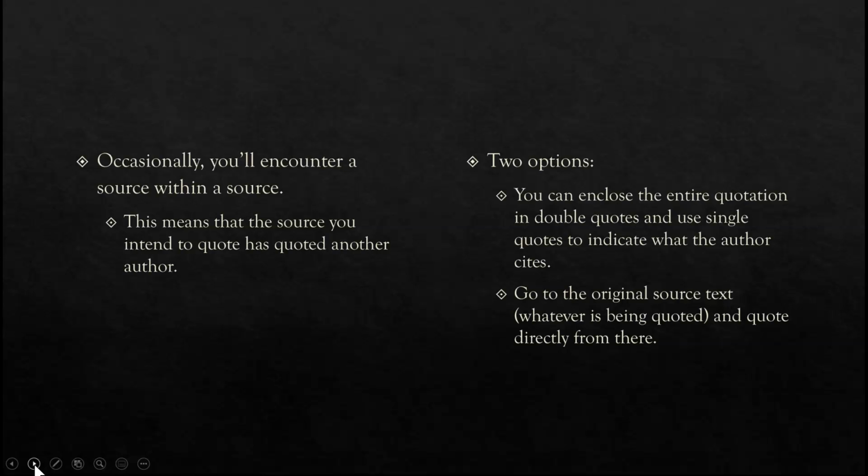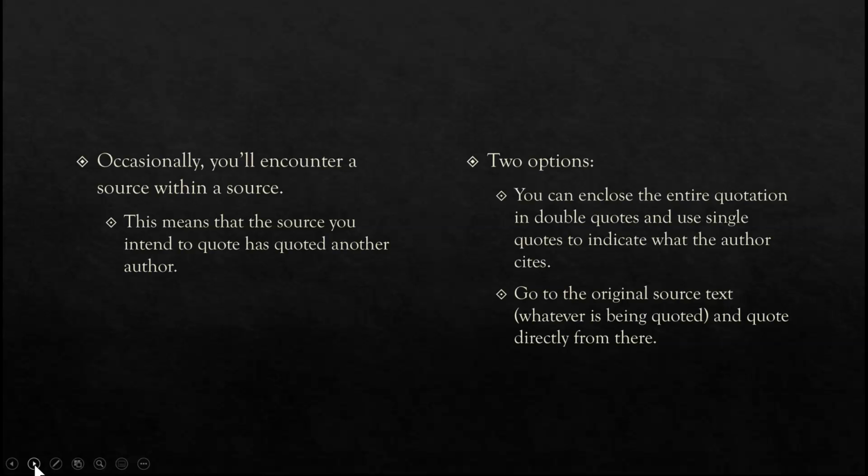Occasionally, you'll encounter a source within a source. What that means is that the source you intend to quote has already, within that quote, quoted somebody else. They quoted another author. If you come across this instance, you have two options. You can enclose the entire quotation in double quotes, which are the normal quotation marks, and then use single quotes to indicate what the author cites. So what they are quoting from something. And I'll show you an example of this.